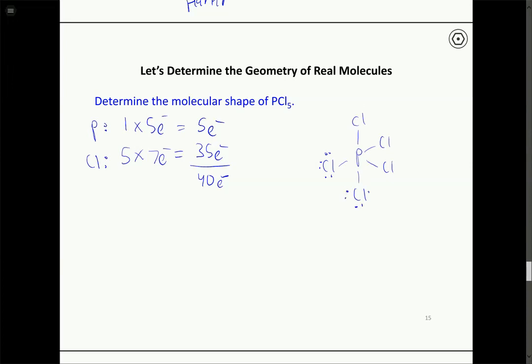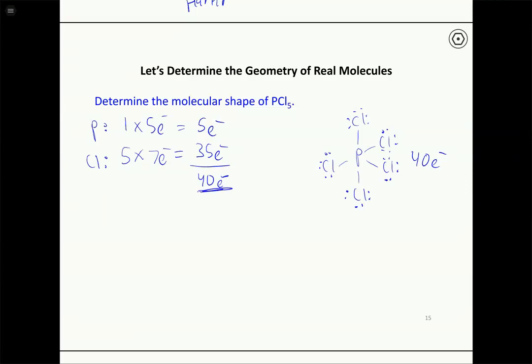I can't think of an example where you wouldn't have a complete octet on the outer atom, unless it's hydrogen, of course, which doesn't get lone pairs. But we do that for chlorine. At this point, we've used all 40 electrons. So we have 5 octets. That's a total of 40 electrons. That's how many our molecule has. So our central atom doesn't get any lone pairs.